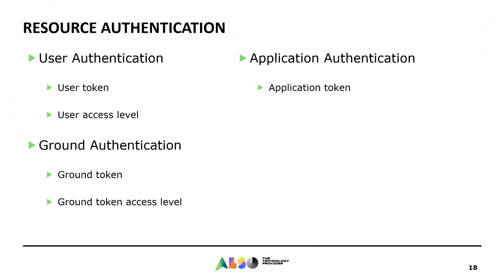So first, resource authentication. Before we are getting the data, of course, you have to be authenticated on the platform. You can use a user token for that. When you are authenticated on the platform, you can get your user token. You can have the user access levels. You also can use the ground authentication that contains the ground token and the ground token access levels. And at the end, we'll see what an application token is.